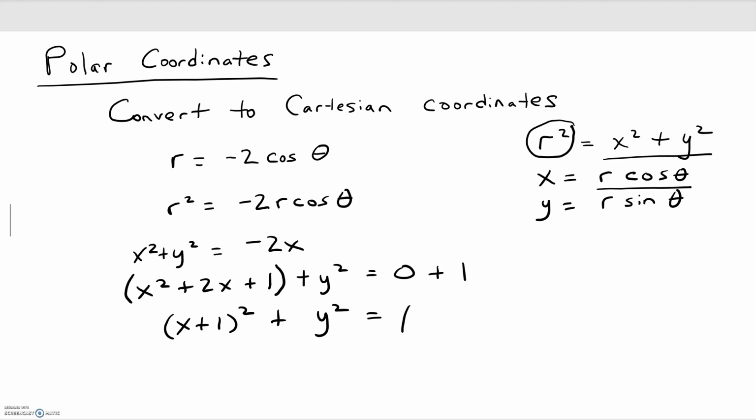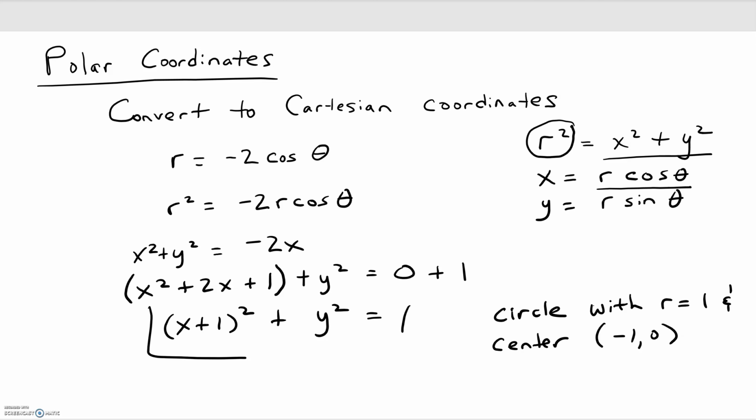And this is going to allow us to identify our shape. So we see that this is the setup, the formula of a circle. And we see that it has a radius of 1. And we can also identify its center. And so it has its center at -1, 0. So we've converted to Cartesian coordinates. And we've done even better than that. We've been able to identify the shape that we're working with.